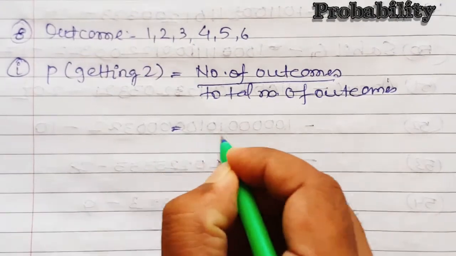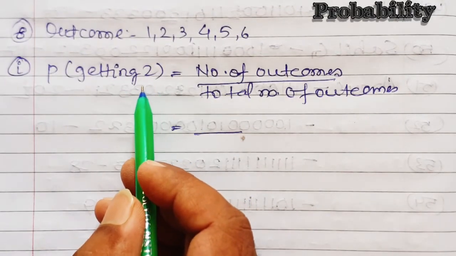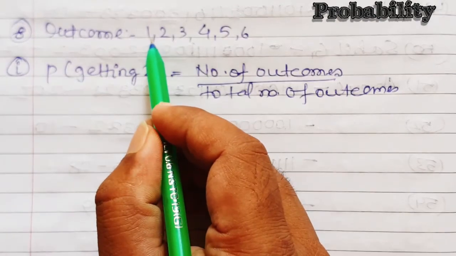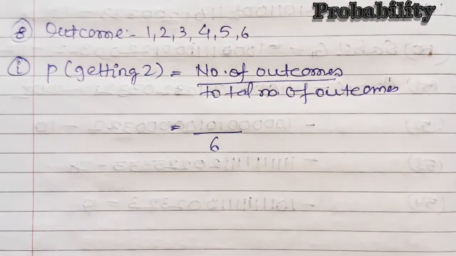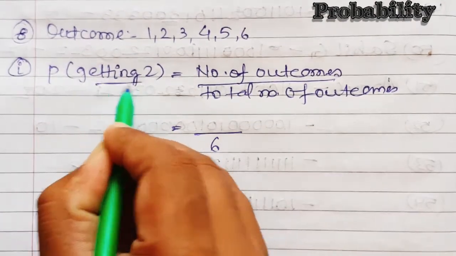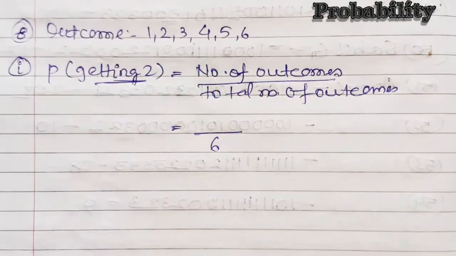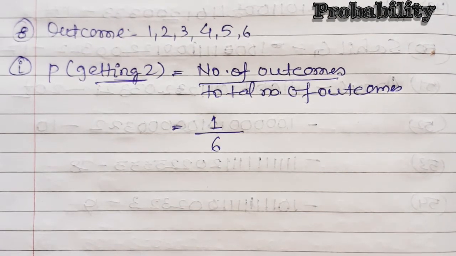Now, according to the question, the probability of getting 2. First of all, what is the total number? We'll count it over here. The total number is 6, and now we are going to see what the number of outcomes is. It means we will check in our outcomes, from the bracket that is given, how many twos are there. Only one 2, so it will be 1/6, and in this way we are going to solve, and this is the solution for the first part.